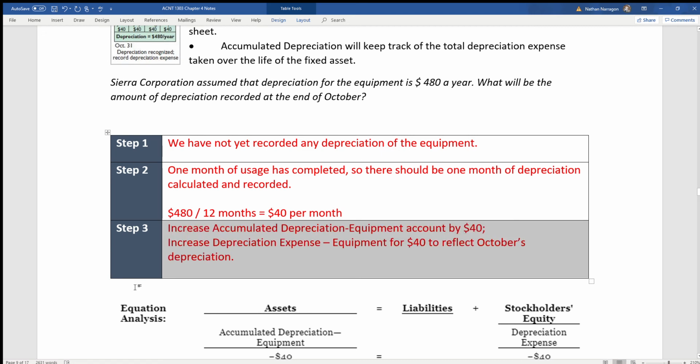So which accounts are affected? Well, we have accumulated depreciation equipment. That account will be changed by $40. An increase in depreciation expense for equipment will also be changed.